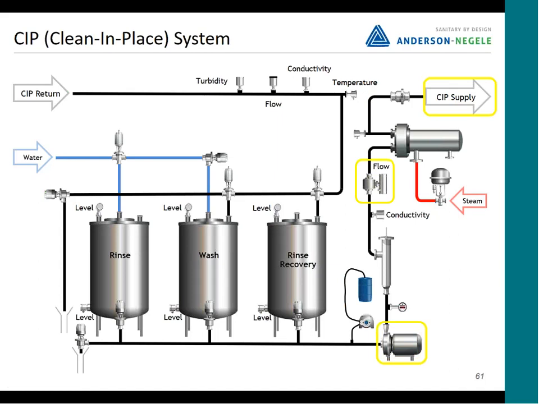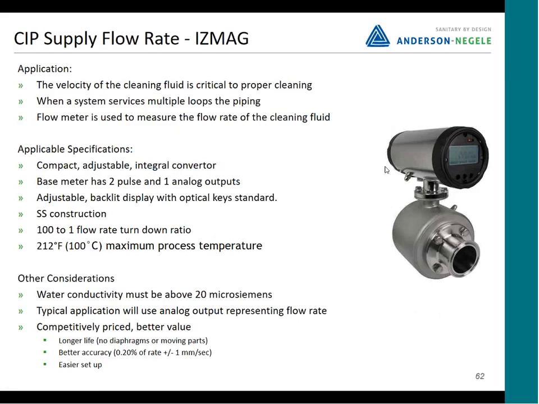If we keep moving, we said we need to maintain some flow rate, right? So we're going to have some sort of flow meter on the CIP supply side to make sure that pump is putting out the correct flow rate. Generally that's going to be the IZ mag, and it's going to come back to the PLC. So the velocity, we said 5 feet per second is critical to proper cleaning. We need to know what that flow rate is.